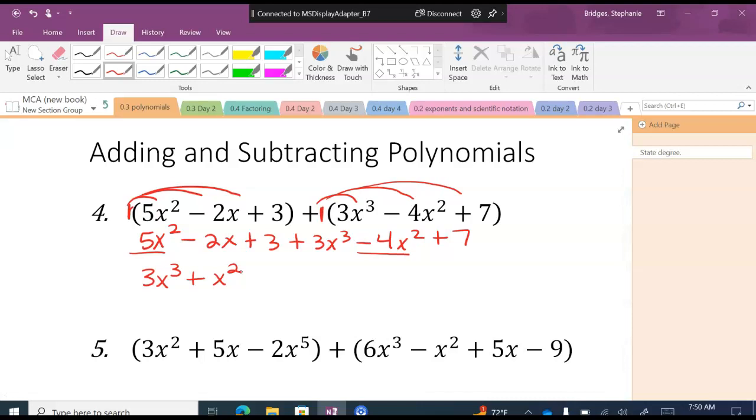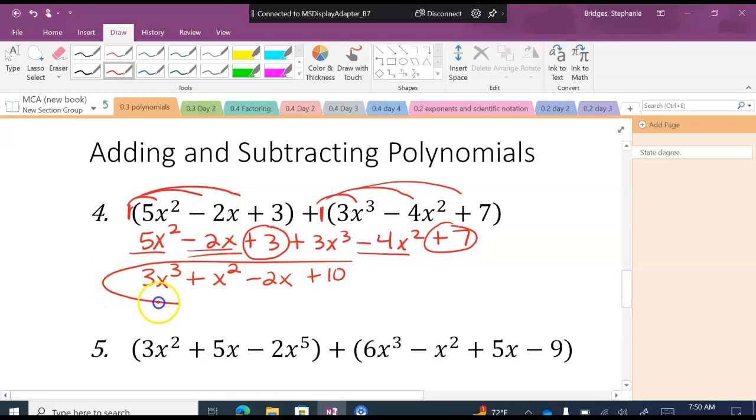Then I need my single x's. I have a negative 2x, and I don't have any other x, so I'm going to bring that down. And then I need my constant terms without a variable. You notice I'm putting one line under the ones. That's just showing which ones are similar or like terms. So then I have that plus 3 and that plus 7, which is going to give me a plus 10. And that's how I would leave my answer.